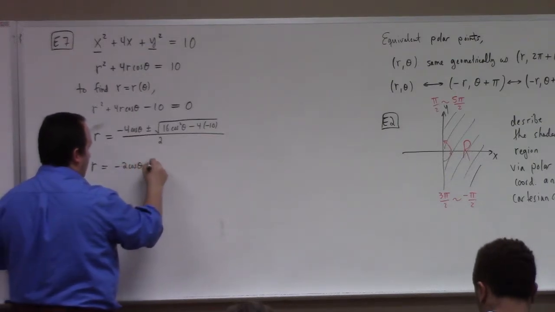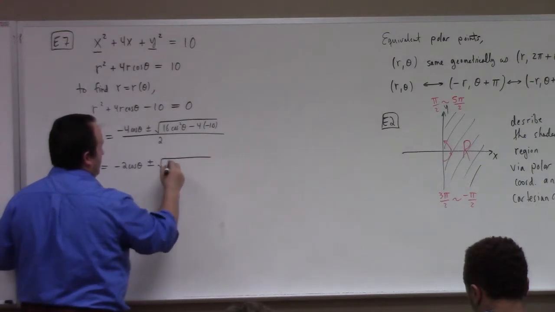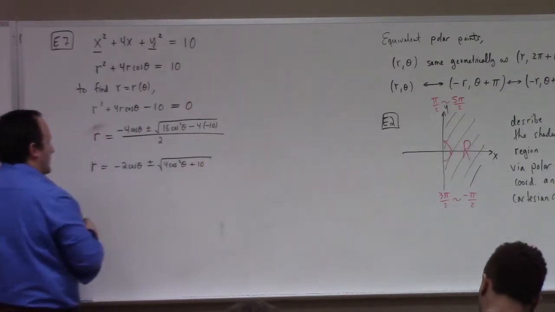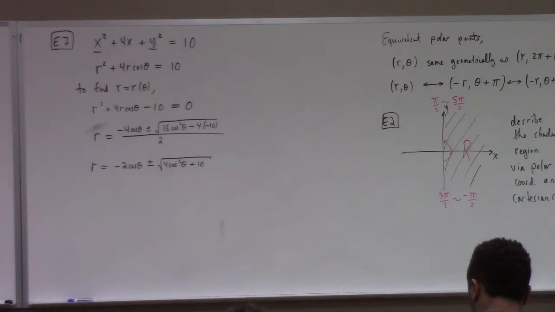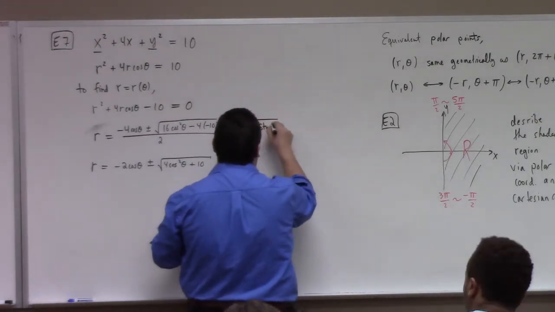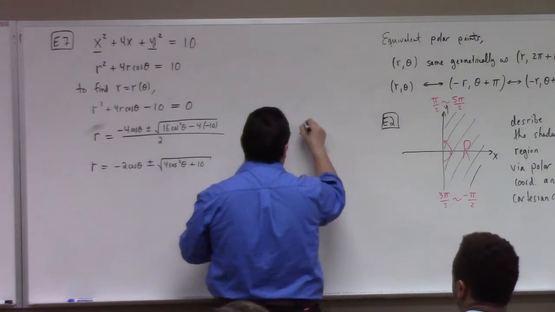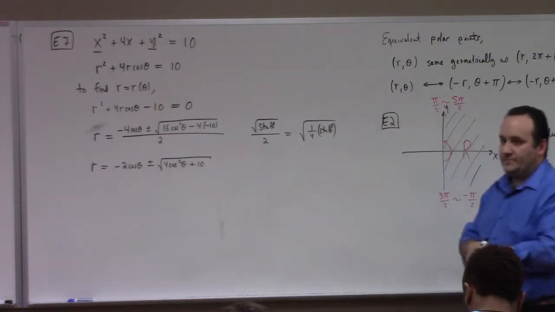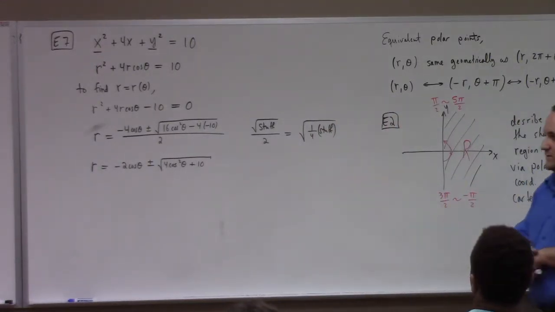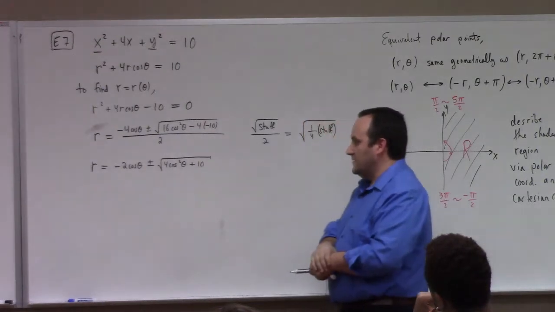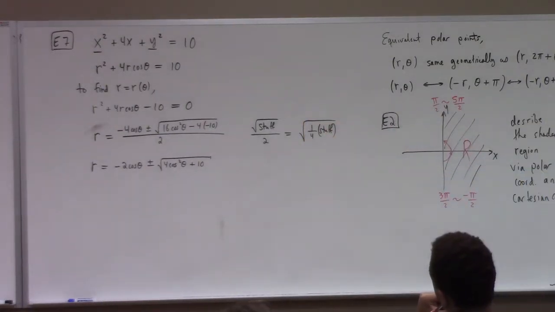So we get r is equal to minus 2 cosine theta plus or minus the square root of 4 cosine squared theta plus 10. What I did there, guys, is I brought the 2 inside the square root. If I've got a square root of stuff divided by 2, that's equal to the square root of 1/4 times the stuff, because 2 is the square root of 4, so I can bring it inside using laws of exponents. That makes the 16 into a 4 and the 4 into a 1, and then the 10. So yeah, there's r as a function of theta.